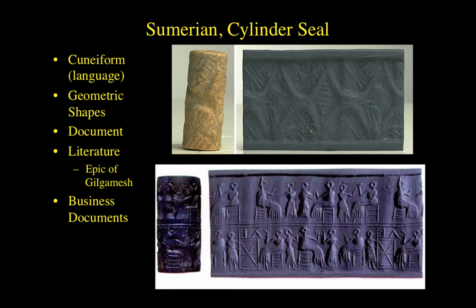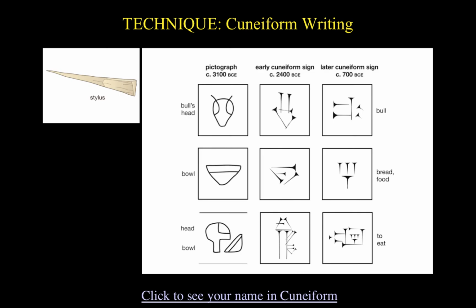And cuneiform is a type of script that is pictograph as well as geometric shapes. And you can see the pictograph is here. And here's the early cuneiform sign that was based on the pictograph where they've reduced it to these geometric shapes. And then the later cuneiform sign. And here a bowl. And you can see it has some resemblance to its original form, but it becomes more geometric, and then a head in a bowl, and so on.